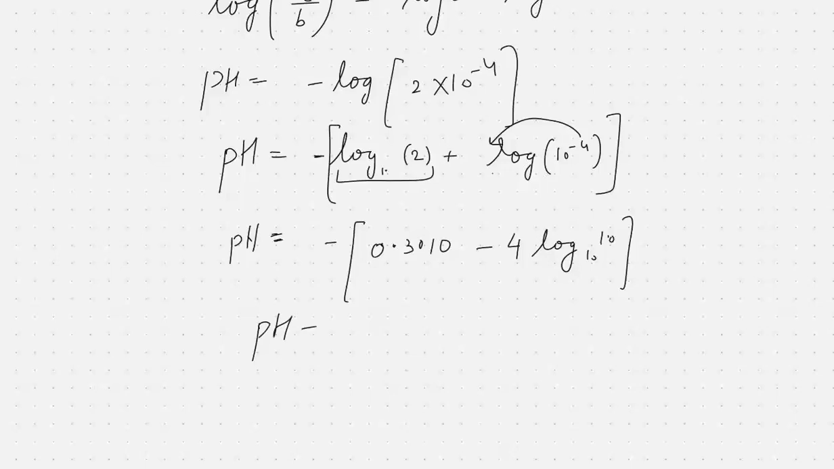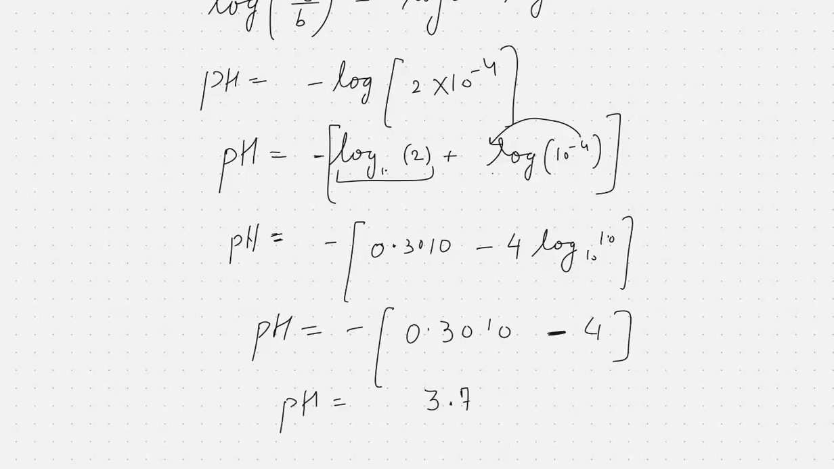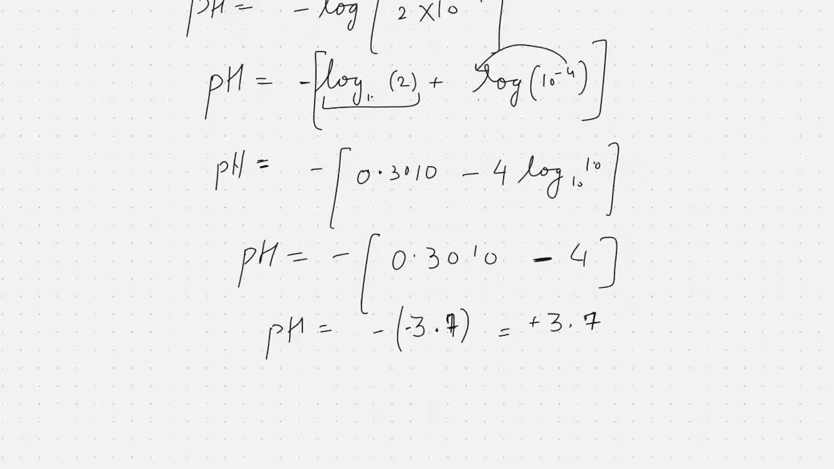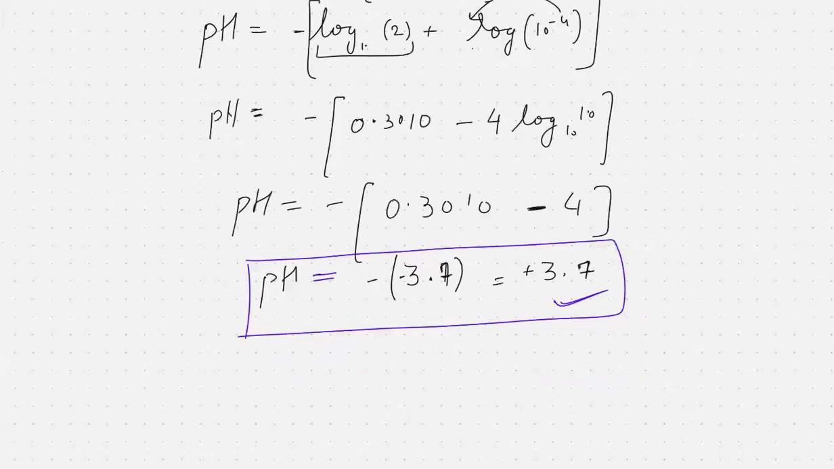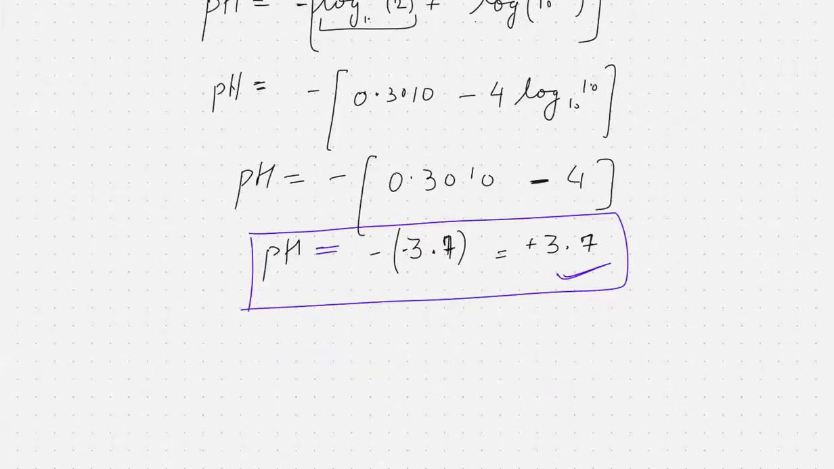So the pH here is minus of 0.3010 minus 6. Am I right? Okay, yeah. So pH here becomes what? 4 minus 0.3, that is 3.7, with a minus sign. So that becomes plus 3.7. So pH here is going to be equal to what? 3.7.